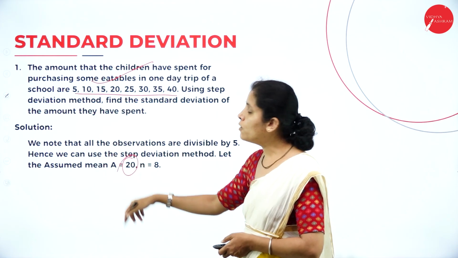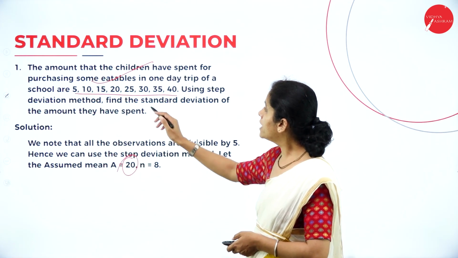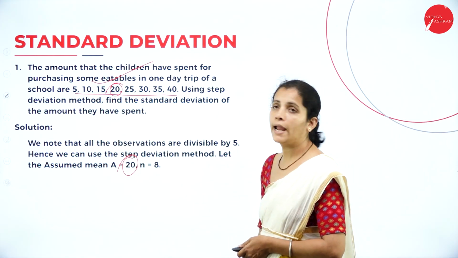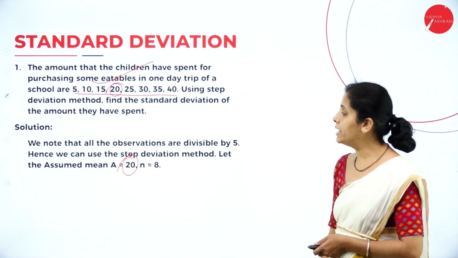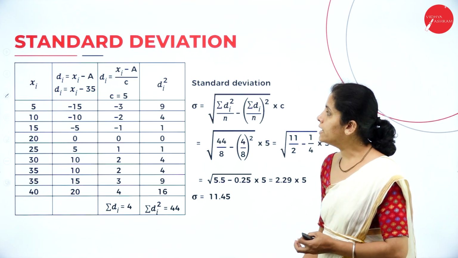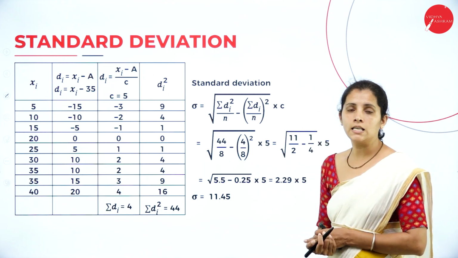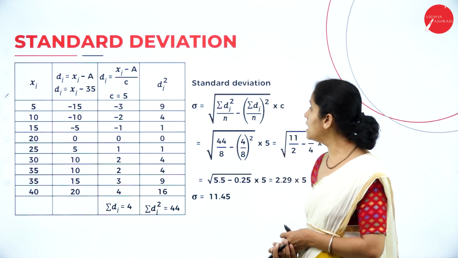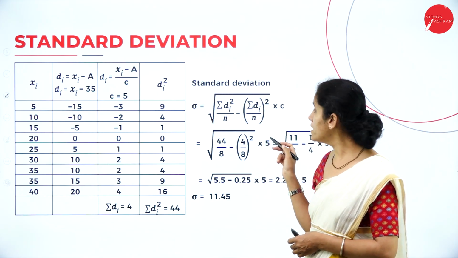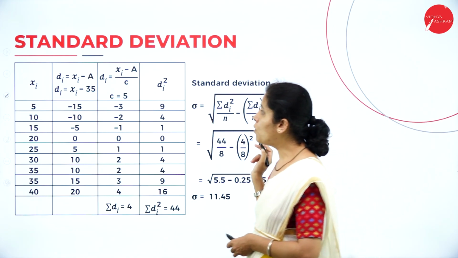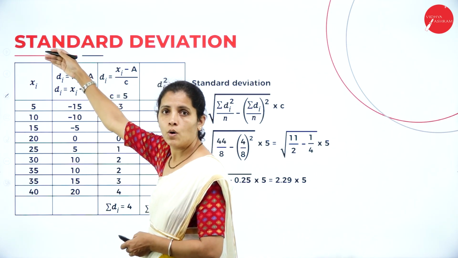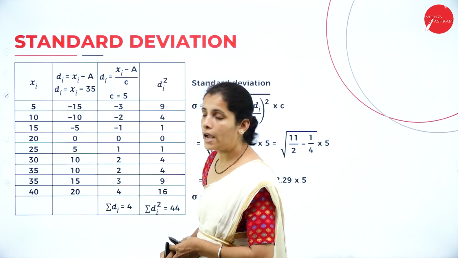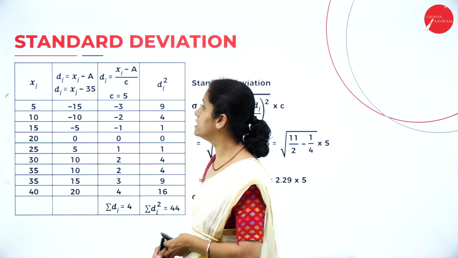And what about the assumed mean? Here the assumed mean is 20. And n is the number of data, that is 8. Now, what I want to do is construct the table. According to the formula, I require di square and di. So first, I will write the values as they are, and then I'm going to find out di.